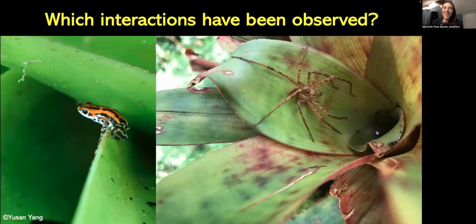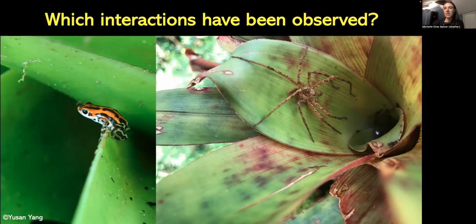Then I'm sort of giving it away a little bit with these pictures. What were the interactions that we observed most? Well, plant-animal interactions were certainly above and beyond the most that we saw. Over 30% of all of the papers were on plant-animal interactions. So that was the mode that we knew the most about.